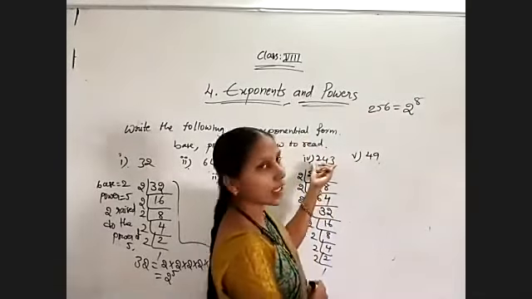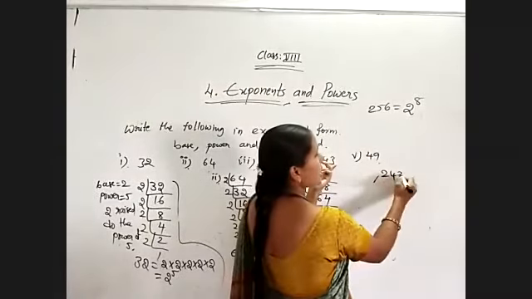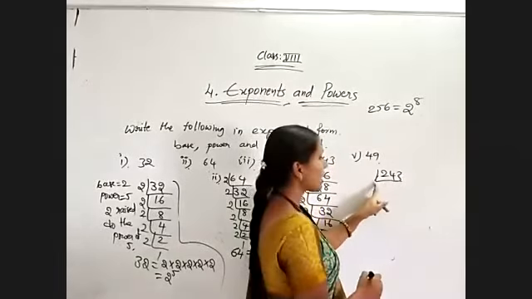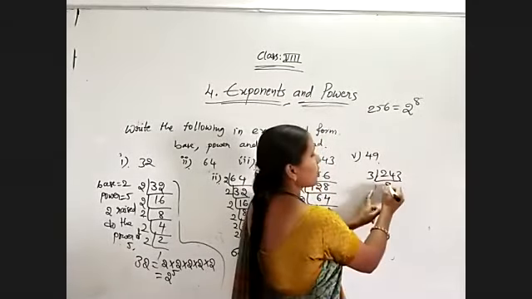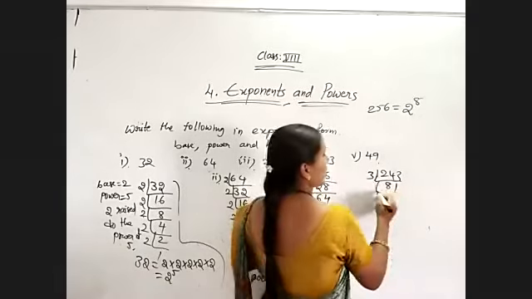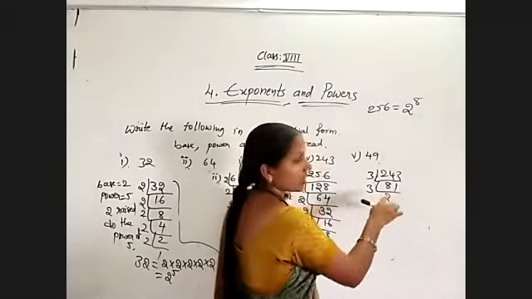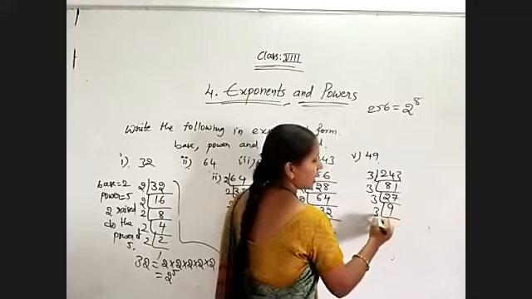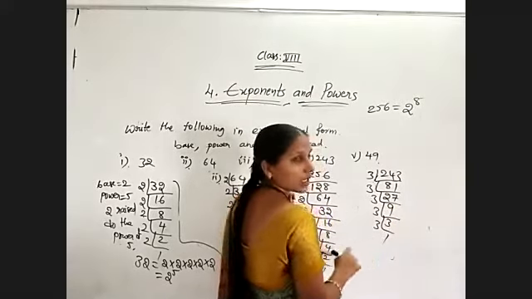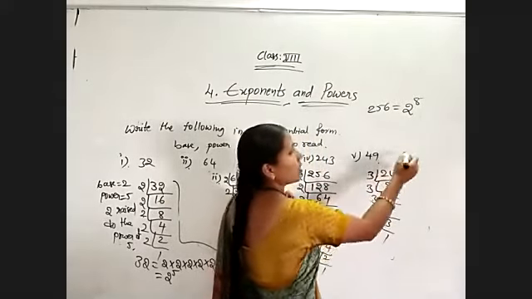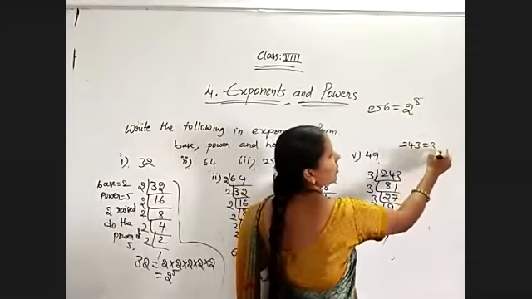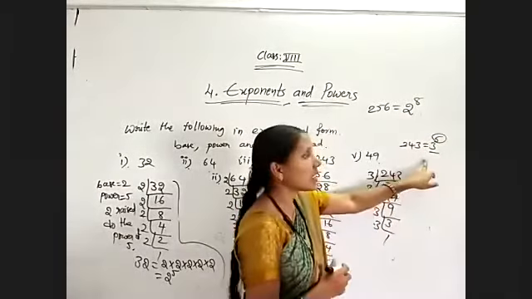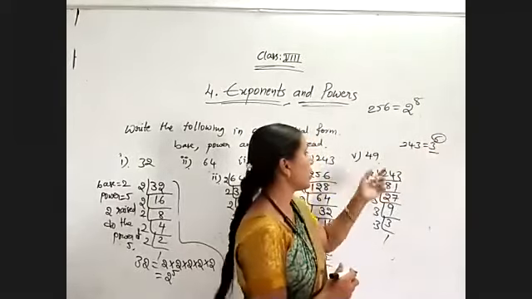The same with 243. Because 243 is odd, we can't go for 2; 3 is there in the next place, so check the 3 table. 3 eights are 24, 3 sevens are 21, 3 nines are 27, 3 threes are 9. Counting: 1, 2, 3, 4, 5. So 243 is equal to 3 to the power of 5. The base is 3 and the power is 5.